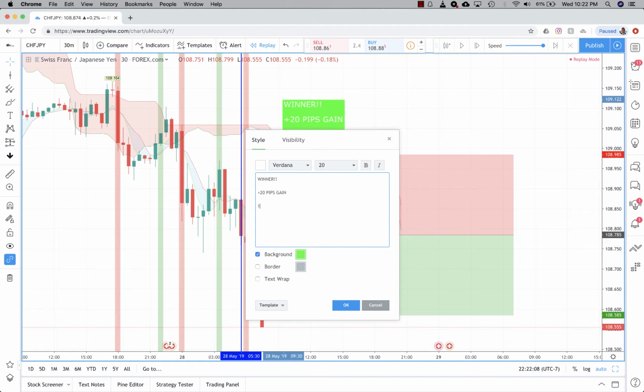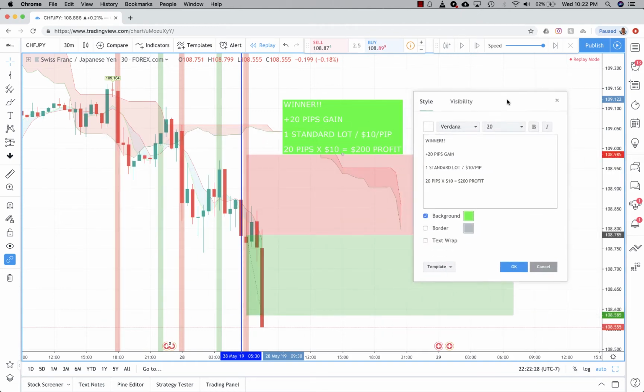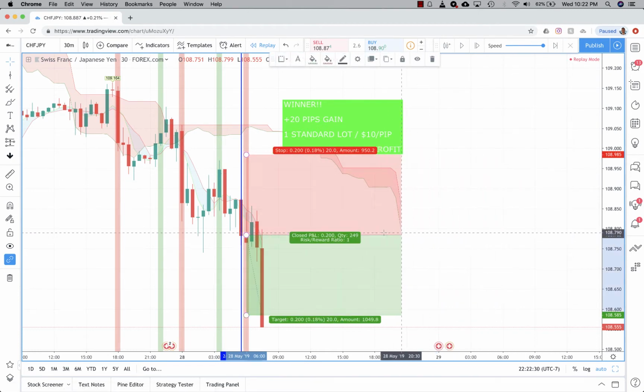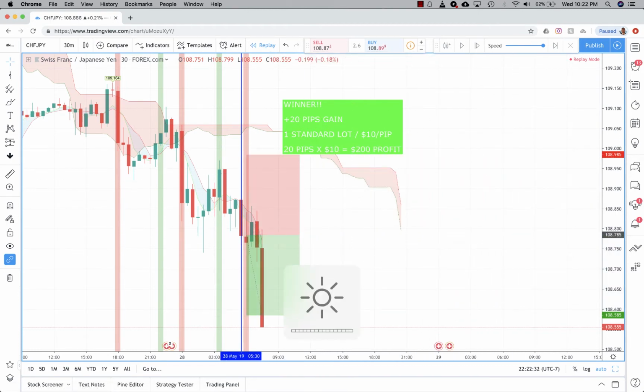And if we were trading one standard lot, that'd be equivalent to $10 per pip. So 20 pips times $10 equals $200 in profit. And we made that in about an hour and a half. Not bad. Now let's move on to the next one.